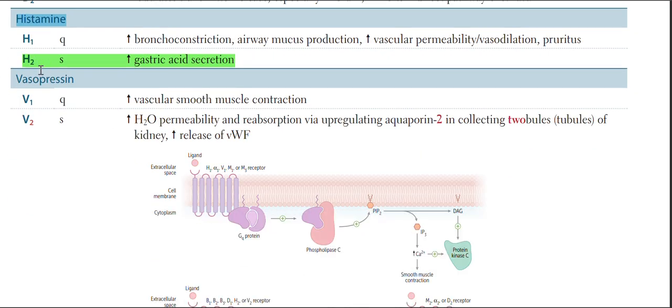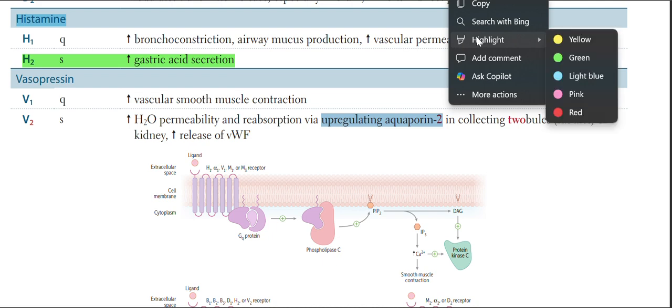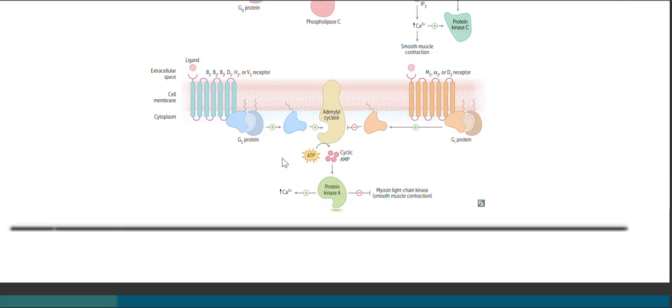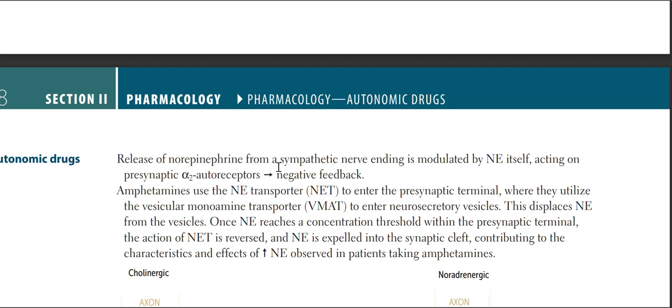Finally, we have vasopressin. Vasopressin also has two receptors, V1 and V2. Even if you don't remember these, that's all right, but remember this part: the V2 receptors help in upregulating aquaporin 2 channels. So that is all for the receptors.